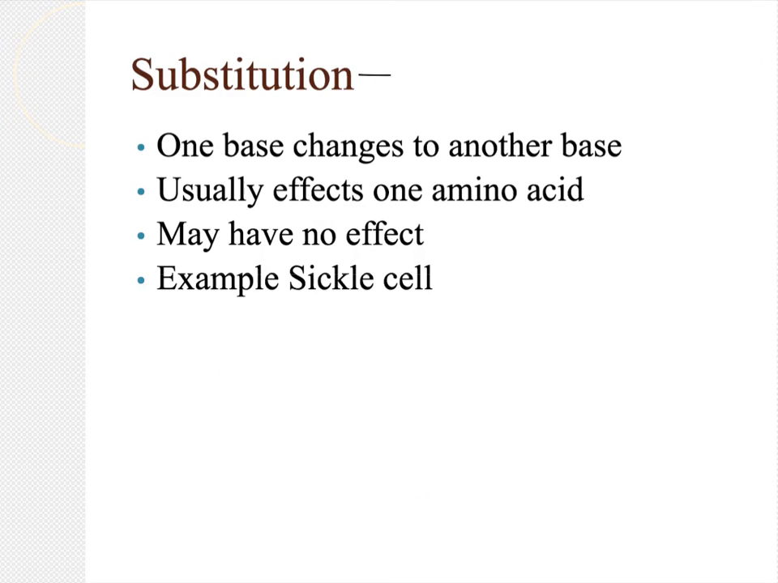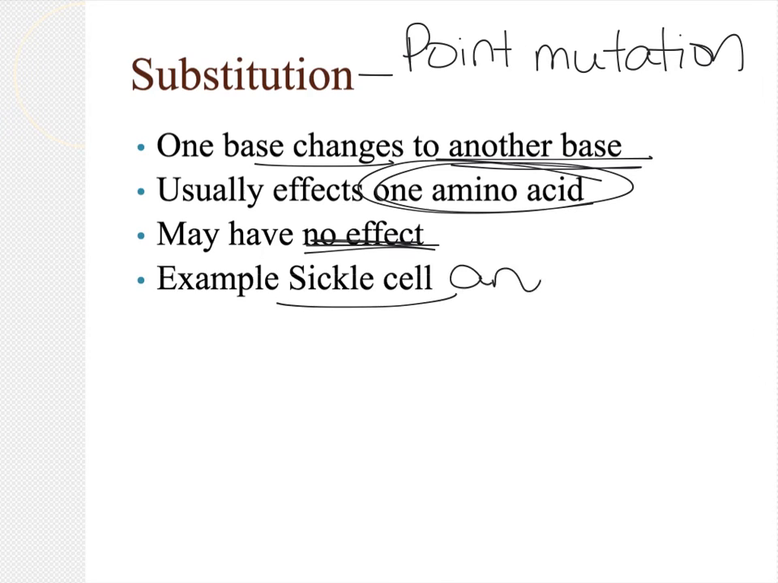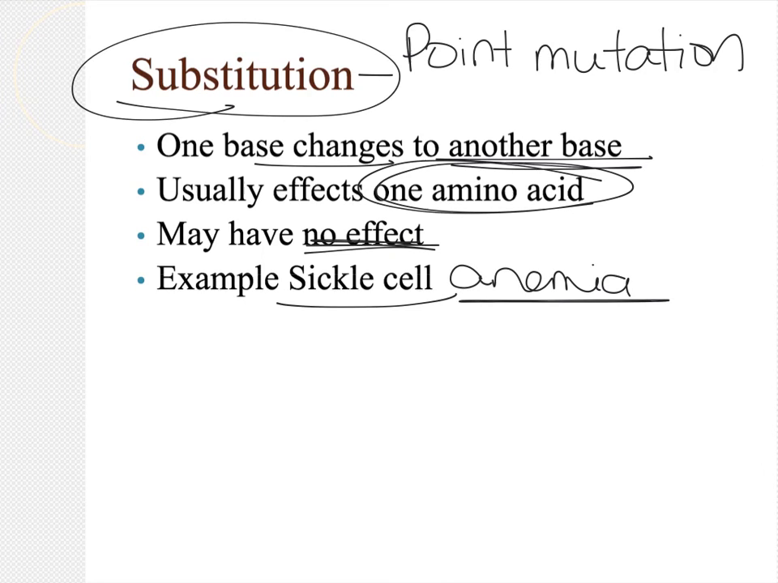So a substitution is an example of a point mutation. That's the one that we just saw here in the last slide. We just changed from one base to another base. And that usually only affects one amino acid. Sometimes it can have no effect, and a good example of a point mutation is sickle cell anemia. That is a point mutation where it is just a changed base to a different base.